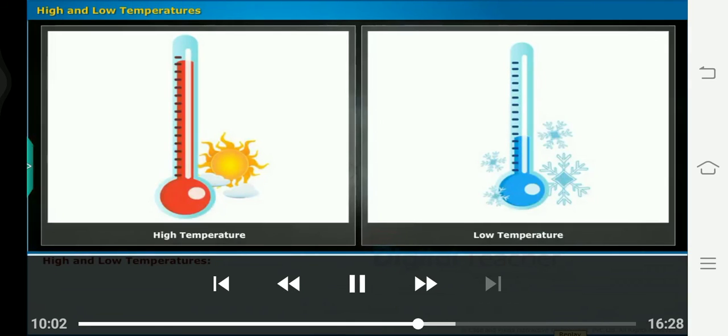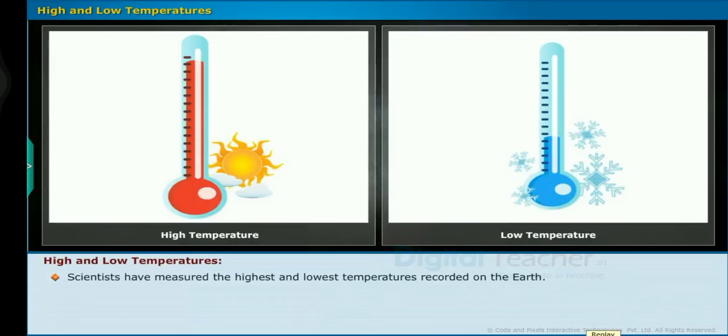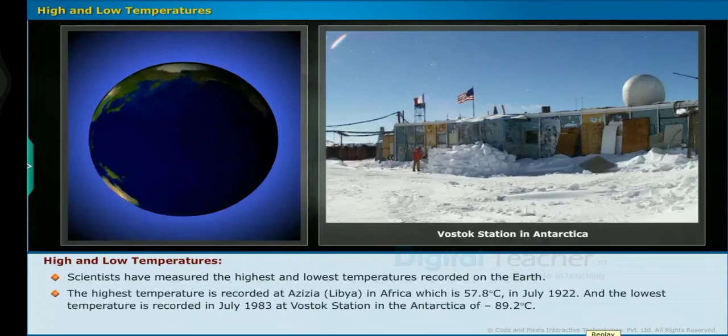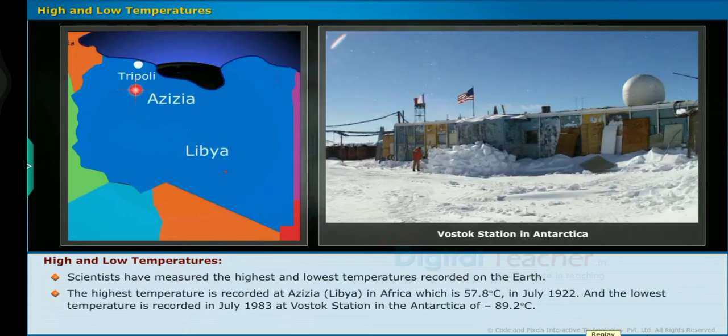Let us learn about the high and low temperatures. Scientists have measured the highest and lowest temperatures recorded on the Earth. The highest temperature is recorded at Azizia, Libya in Africa, which is 57.8 degrees centigrade in July 1922. And the lowest temperature is recorded in July 1983 at Vostok Station in Antarctica, at minus 89.2 degrees centigrade.